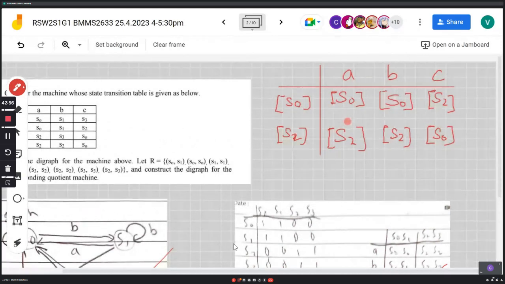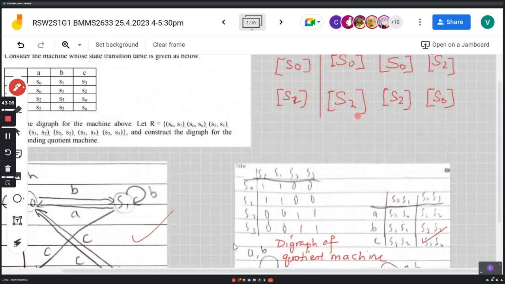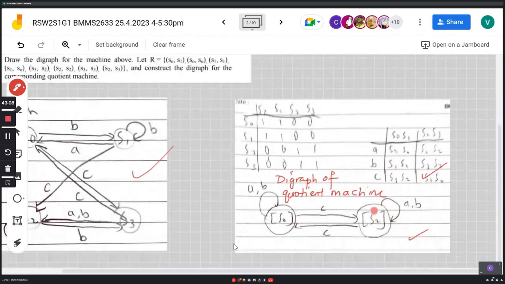Then, if you want to draw the diagram, you refer to this table, will be easier. So you have 0, 0, 2 for S0, you see? 0, 0, 2, and this one is 2, 2, 0. So S2, 2, 2, 0.